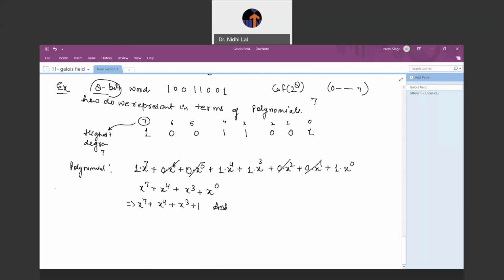Now a question for you. Suppose one polynomial is given to you. The polynomial is x to the power 5 plus x squared plus x. Now the question is, you have to represent it as an 8-bit binary word. How do we represent it into an 8-bit word?